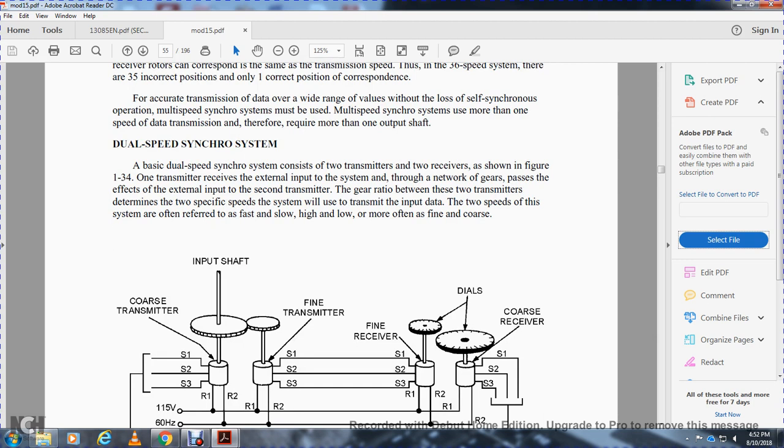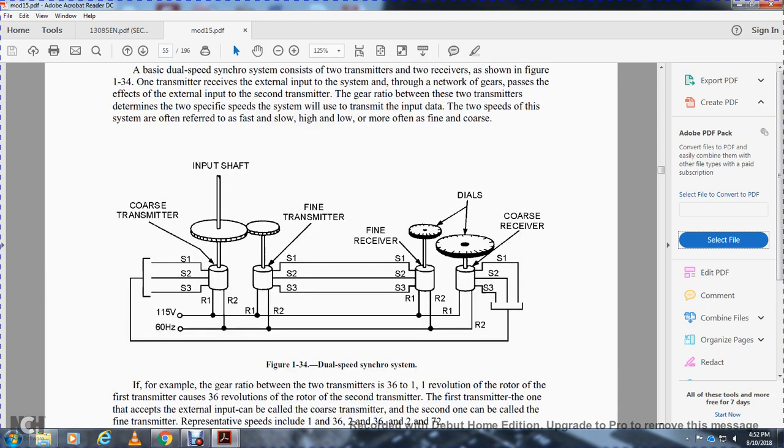Now the dual-speed synchronizing system. A basic dual-speed synchronizing system has two transmitters and two receivers, shown in the figure. One transmitter receives the external input of the system, such as from a gyro, and the secondary transmitter is driven through a gear ratio. The two transmitters determine the two-speed system, and the speeds are referred to as fast and slow, or high and low, more often defined as fine and course.